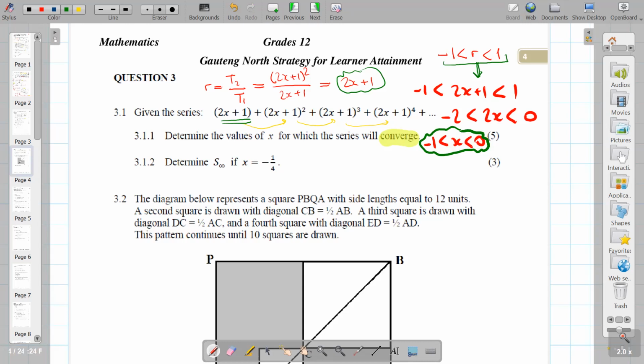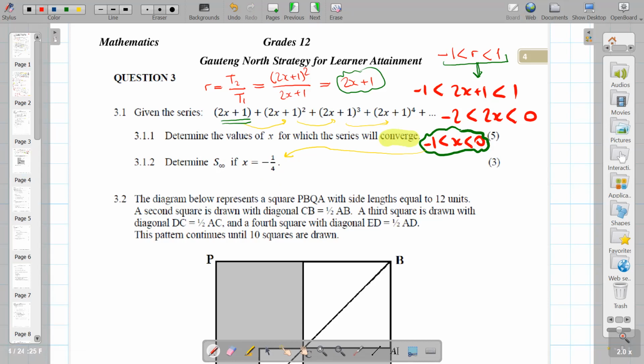And determine S infinity if x is -1 over 4. Does it lie in the interval which we want? Yes, you see, -1 over 4 is between -1 and 0. So that's a good condition. That's one of the conditions that works for us.